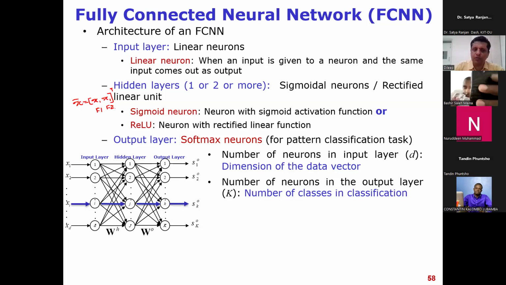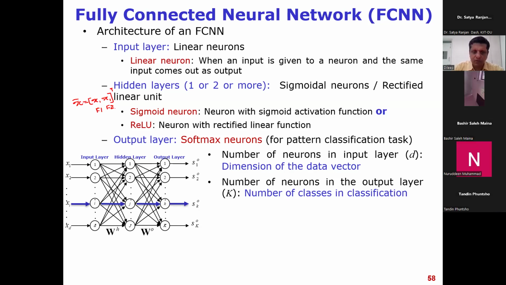And the number of neurons in the output layer depends upon the number of classes used in the classification. Suppose you are building a model to classify all 5 vowels, then your output will have 5 outputs. Suppose you are classifying only 2 classes, then your output layer will have a single neuron if you have only 2 classes. Okay, so that is it.